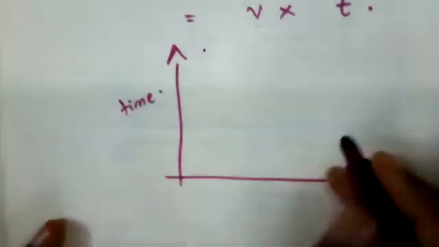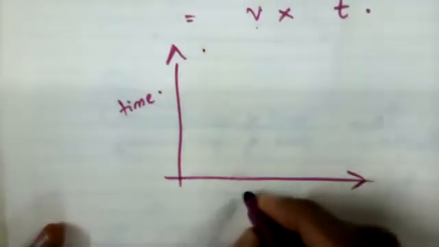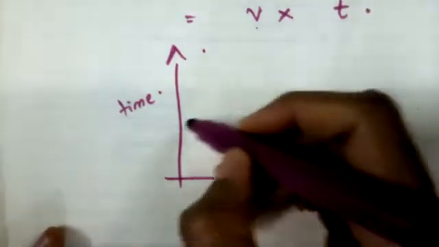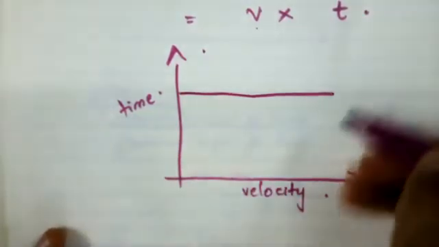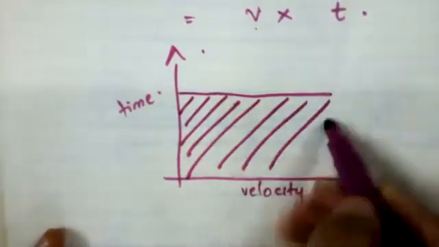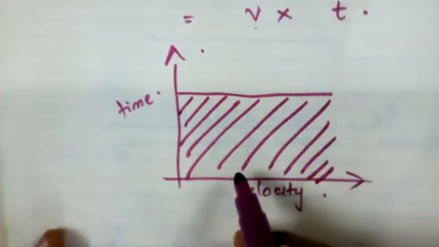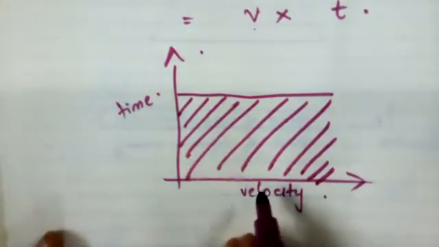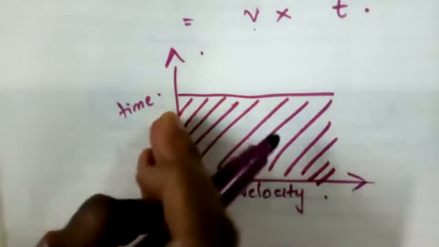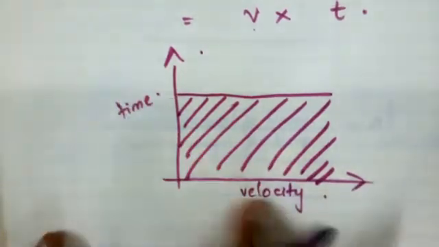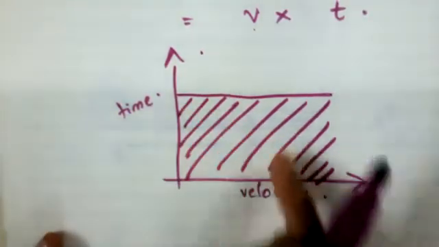sometimes to confuse you, they do this. They turn the graph the other way around. So they might have time on the y-axis and velocity on the x-axis. If they give a graph this way and then ask you to calculate the distance traveled, the area under the graph will still be equal to the distance traveled. Why? Because you are multiplying the same two things, doesn't matter whether you have velocity as y-axis or x-axis. As long as the graphs are between velocity and time, the area under the graph would be equal to the distance traveled.